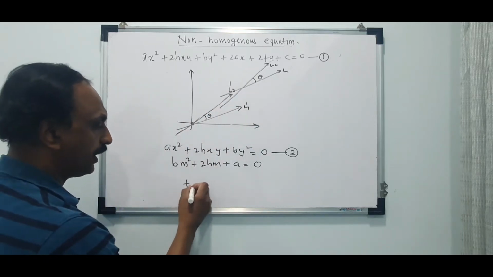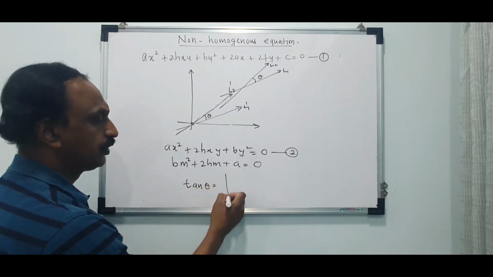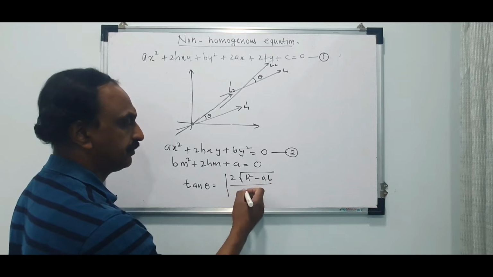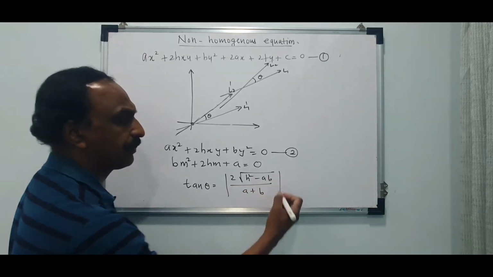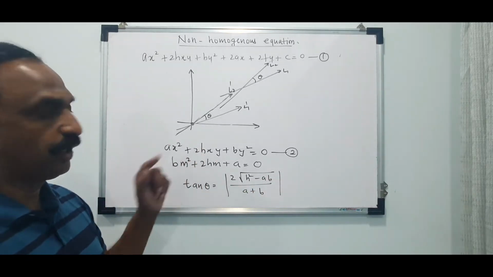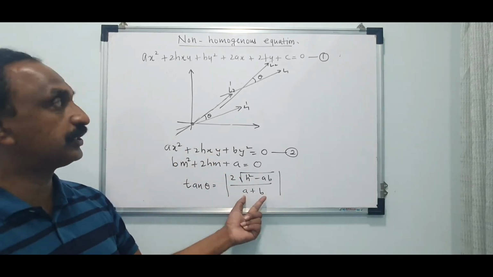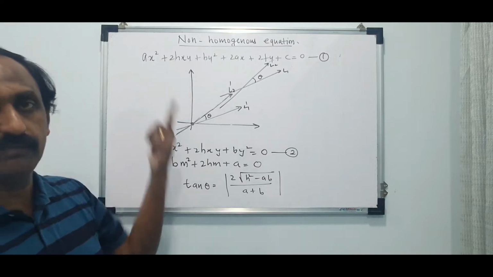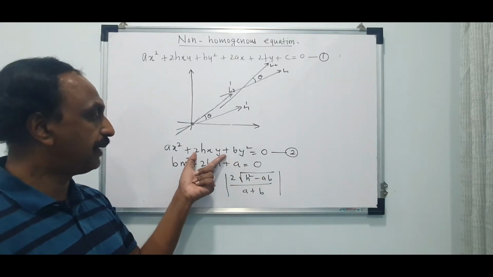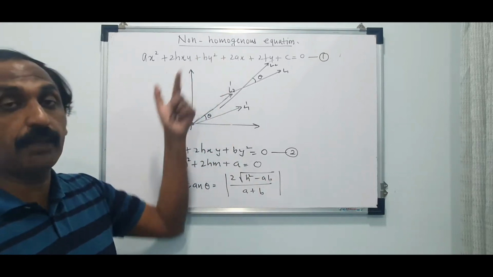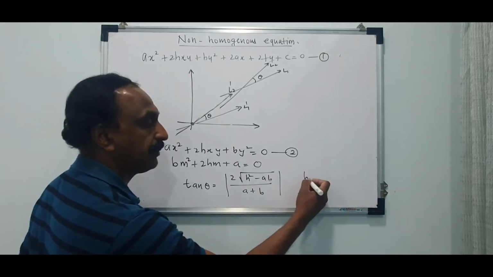Hence I can use the formula tan theta is equal to 2 root of h square minus ab upon a plus b. The same formula that we applied in the case of the homogeneous equation. When will the lines be perpendicular? When a plus b is 0. When will the lines be coincident? When h square minus ab equal to 0. When will the lines be parallel? When h square minus ab equal to 0.